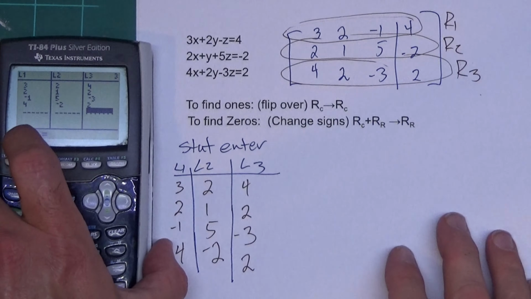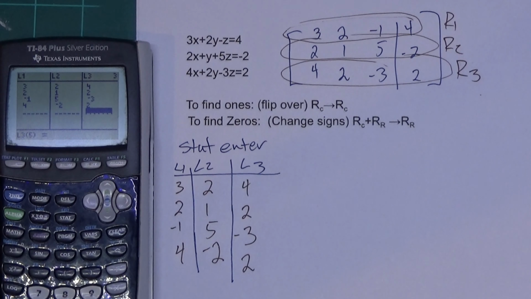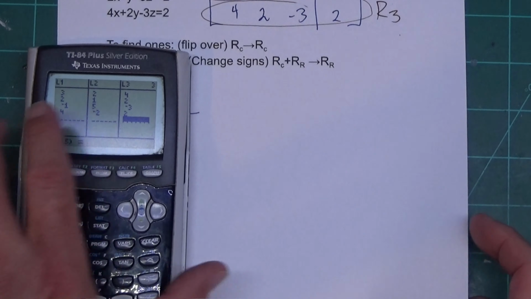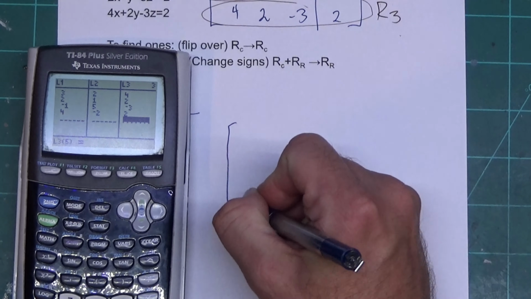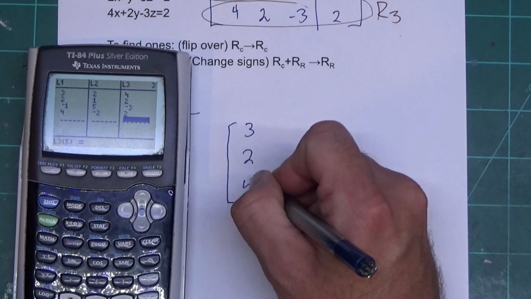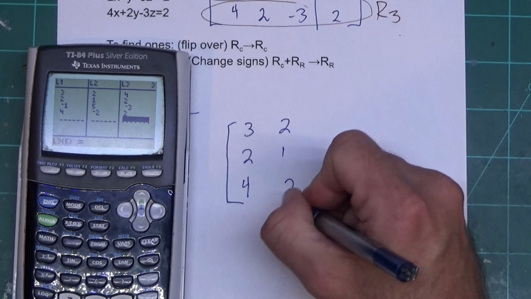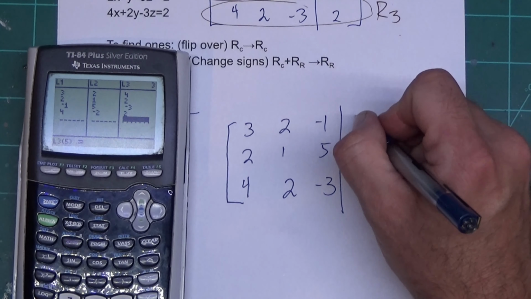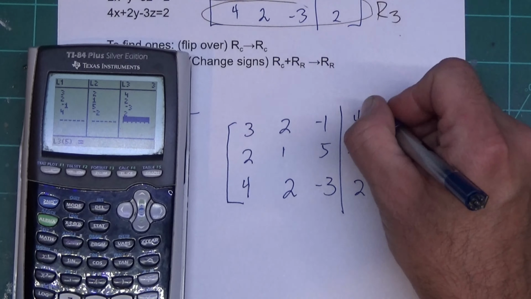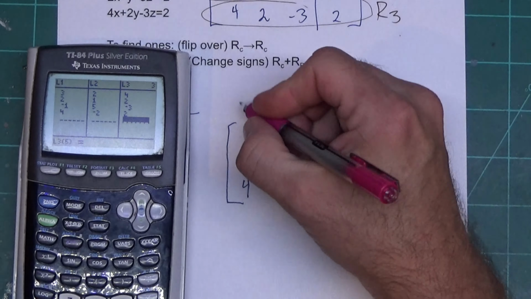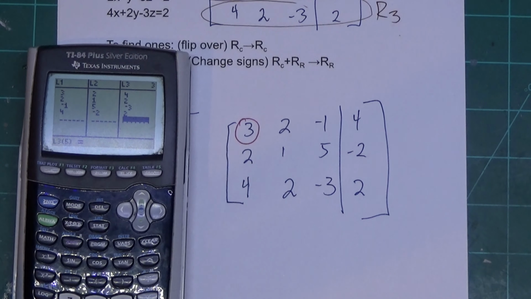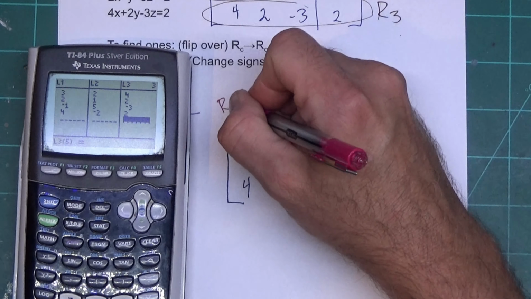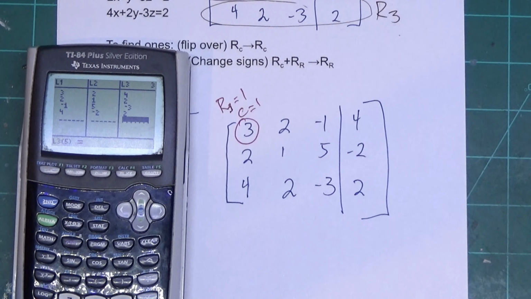Okay. So now that I've done that, what I need to do is start working on pivoting. So let me move the calculator over to some blank paper, and I'm going to recopy this matrix down here. 3, 2, 4, 2, 1, 2, negative 1, 5, negative 3, draw a line, 4, negative 2, 2. Now first thing I want to do is put a 1 right there. That is in row 1, column 1. So R equals 1, C equals 1.